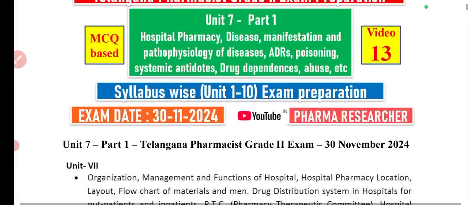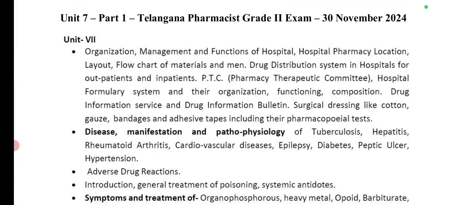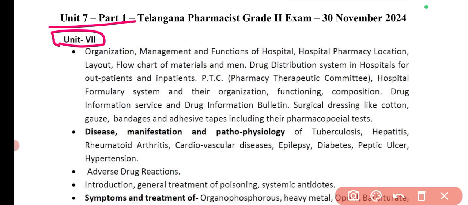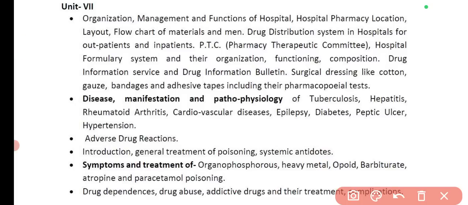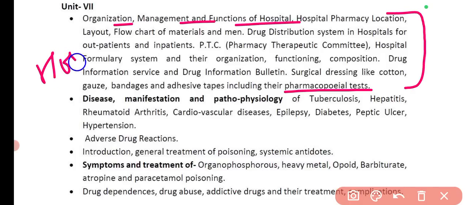So let's start first with the discussion of the subtopics which are mentioned in this particular unit. So this is unit number 7, part number 1. In unit number 7, there are different subtopics. For example, organization, management, function of hospitals, till this pharmacopoeial test. So this topic is of hospital pharmacy.